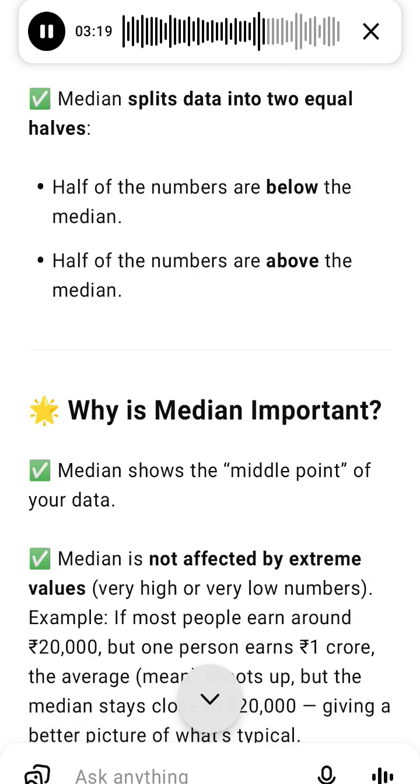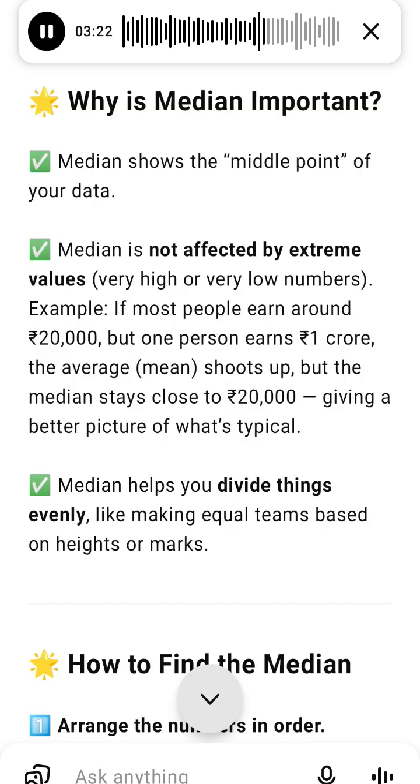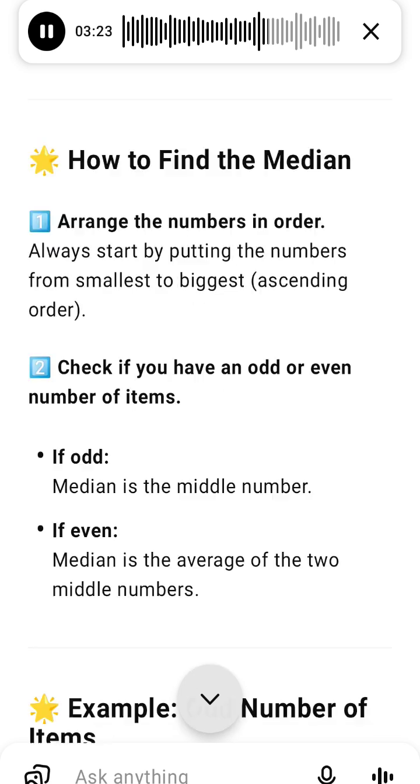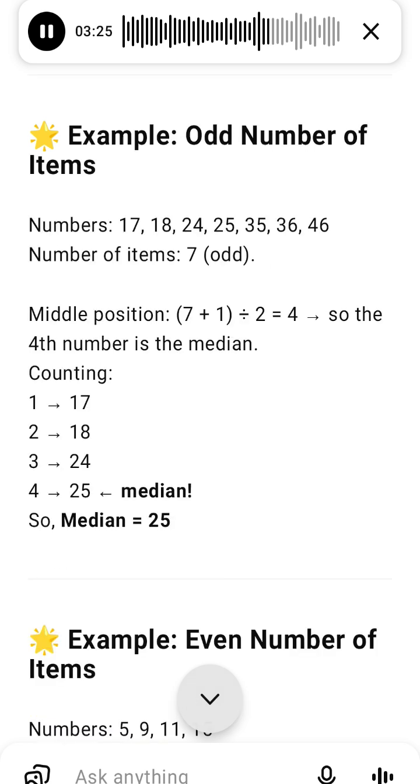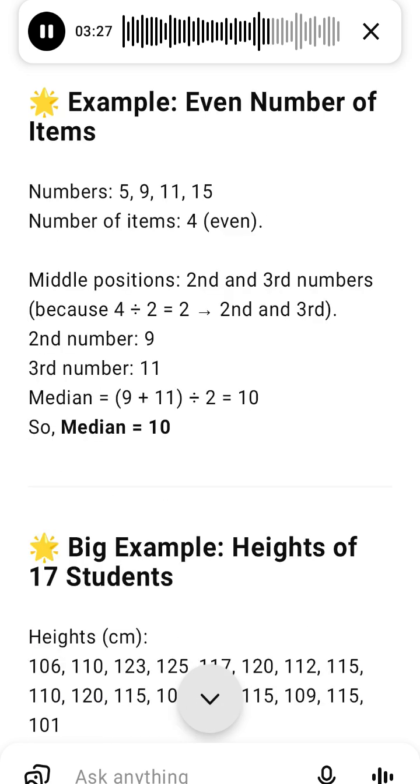Example, odd number of items. Numbers: 17, 18, 24, 25, 35, 36, 46. Number of items is 7, odd. Middle position, 7 plus 1 divided by 2 equals 4, so the fourth number is the median. Counting: 17, 18, 24, 25, median. So median equals 25.